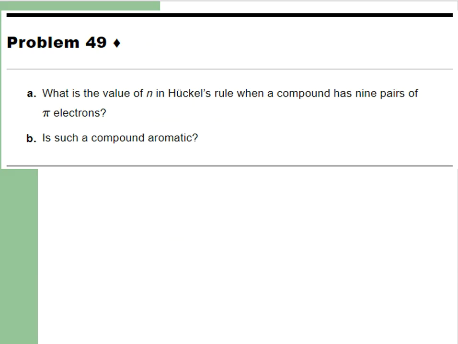So here's a different example problem, and it says, what's the value of n in Huckel's rule when a compound has 9 pairs of pi electrons? I just told you what that equation was. It's 4n plus 2. So 9 pairs. Okay, 9 pairs of electrons.